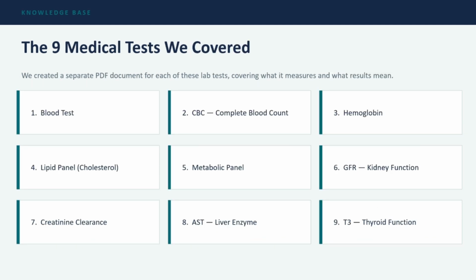We use 9 different medical lab test documents. This includes tests like blood test, hemoglobin, cholesterol, kidney function, and thyroid function. These documents help the system give accurate and reliable answers.